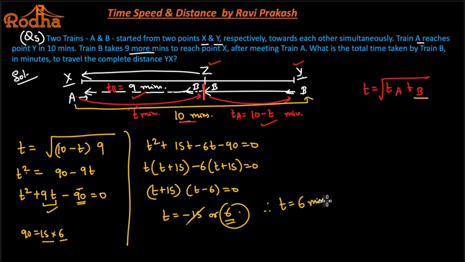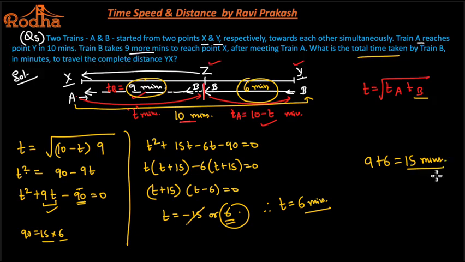Actually, this is not the answer. What I need to calculate here? What is the total time taken by train B to complete the travel? So first of all, train B took 9 minutes in this part, and then train B took 6 minutes in this part, है ना? So basically 9 plus 6, total 15 minutes is the answer. Okay, so 9 plus 6, total 15 minutes आपका answer हो गया यहाँ पे. That's how you should approach this kind of question.